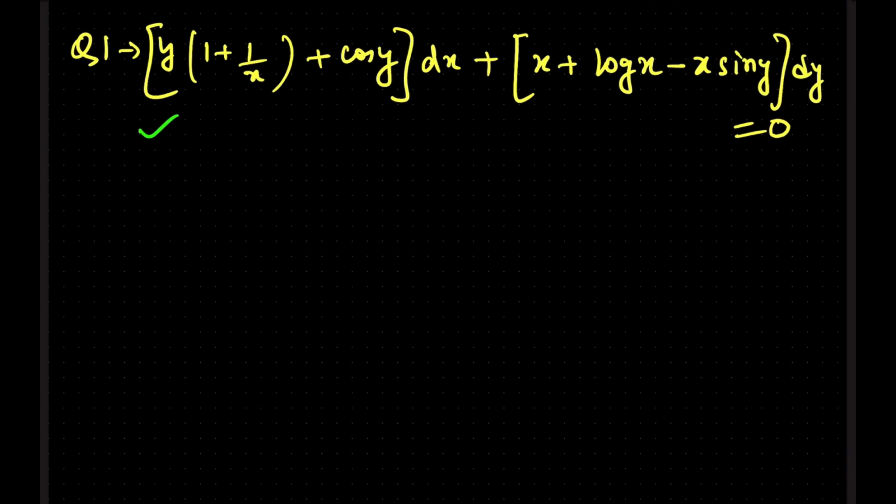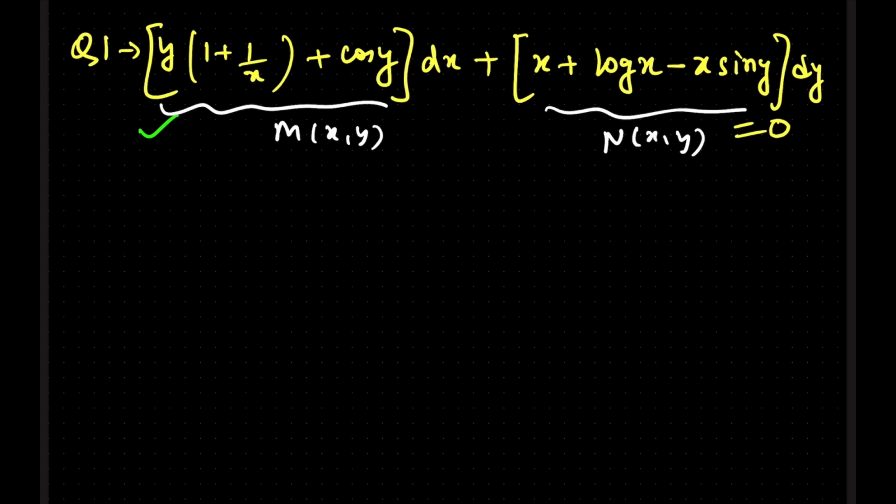So let's try to solve this problem. As always, first you can pause the video and try by yourself, then you can see the solution. Okay, let's start. If you see here, this is M(x,y) and this is N(x,y). So first we will check the condition of exactness. So we have to find dou M by dou y.